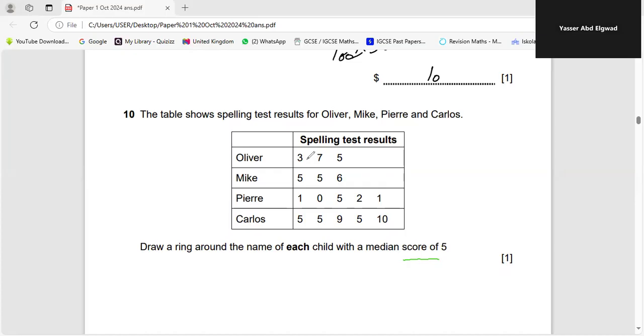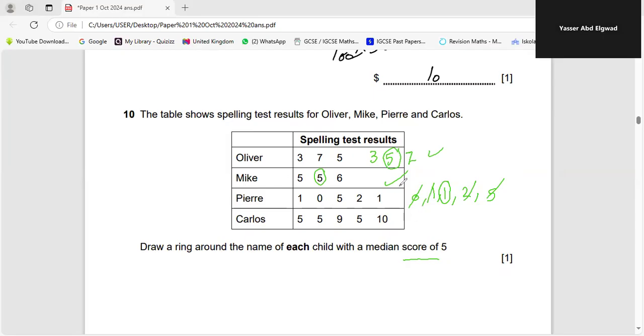Here we have 3, 7, and 5. Don't say 7 is the middle, because we didn't arrange it first. Arranged, it is 3, 5, 7, and the middle is 5. This one is correct. This one is already arranged, and the middle is 5, so it is correct. For the next one, we arrange 0, 1, 1, 2, and 5, and the middle is 1.